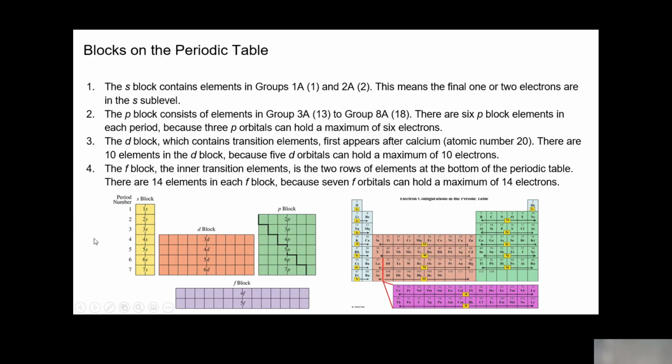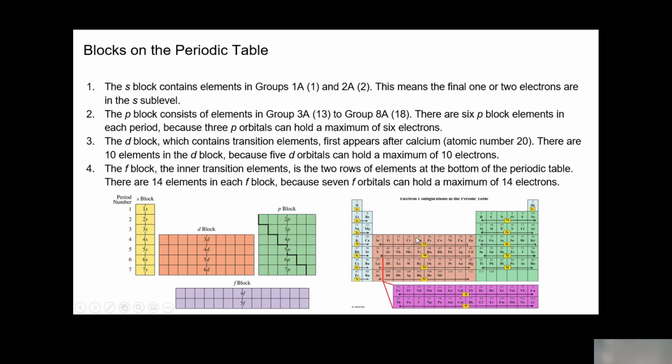All right, so let's go over this. The s block contains groups 1 and 2, so it contains the alkali metals and alkaline earth metals. The p block consists of 3A to 8A, or 13 to 18 if you look at it that way. So remember I told you there are group numbers at the top. This one's not showing it, but there are numbers across. So it goes from this to this.